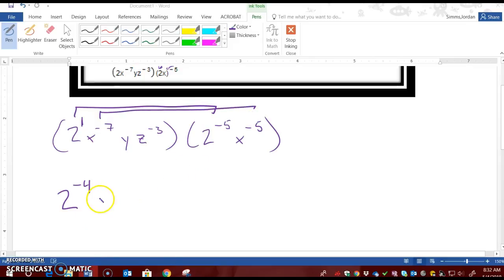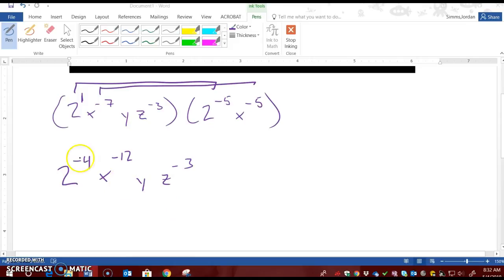I have x to the -7. I'm going to add that to x to the -5. That's going to give me a -12. Once my pen stops freezing, there we go. Now y is just y. There is no other y term over here, so I'm going to carry that through. And there's no other z term as well. So we have z to the -3.